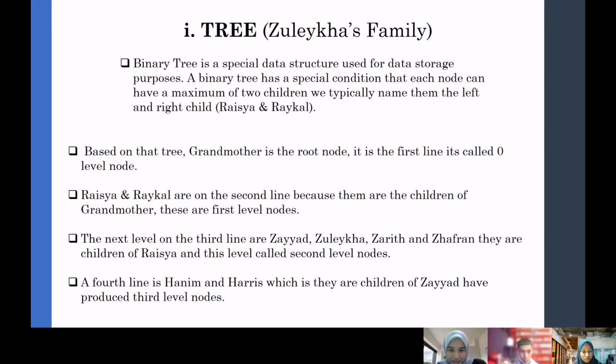Next, Raisha and Raikal are on the second line because they are the children of grandmother. These are called first level nodes. The next level on the third line are Zayed, Zulaika, Zari, and Zafran. They are children of Raisha, and this level is called second level nodes. The fourth line is Hanim and Haris, who are the children of Zayed, and this produces third level nodes.